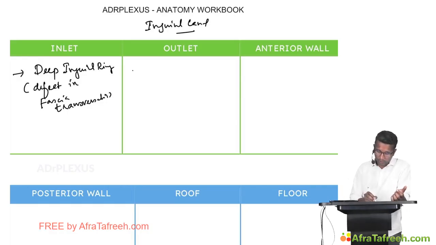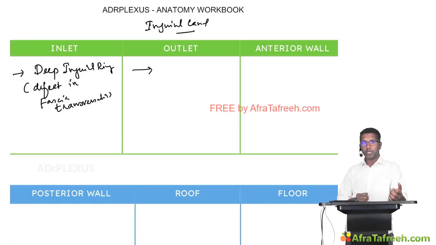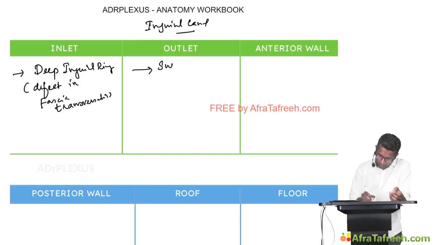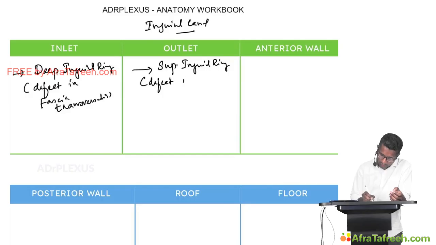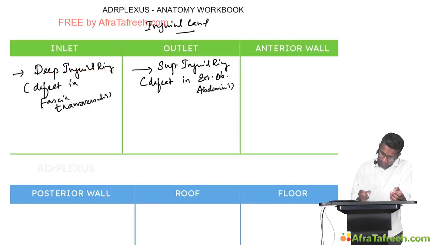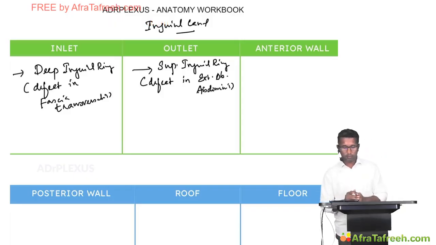So what is the outlet for the inguinal canal? It is the superficial inguinal ring. Very good, Soumya. Very good, Muga. It is the superficial inguinal ring, which is a defect in what muscle? It is a defect in the external oblique abdominis muscle. Very good, guys. Very good, Prithviraj.